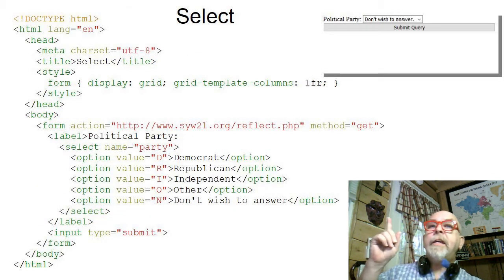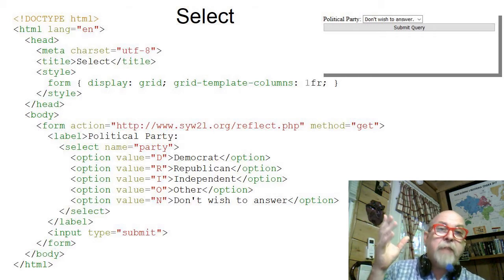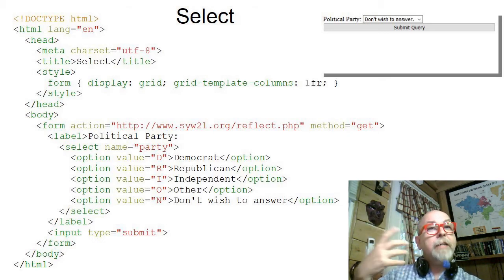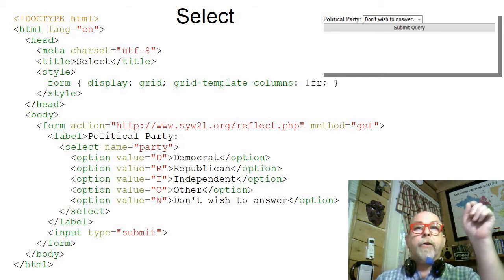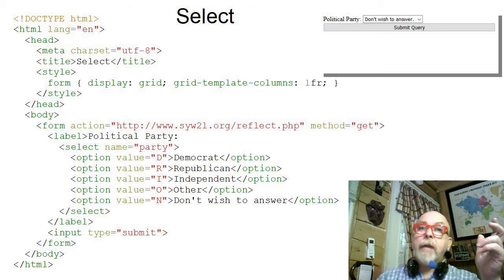And you can see here, I've got a drop down of political parties here in the United States. It's 2020, it's election year. We're worried about these things right now. So you can see that I've got a drop down, and it says select name party. So what's going to be sent back to the server is party, and the letter D, R, I, O, and N will be sent back to be recorded. But the user will see Democrat or Republican or Independent or Other or Don't wish to answer.